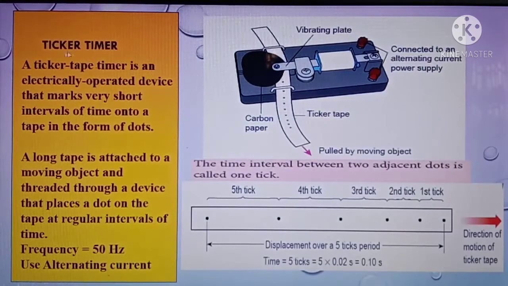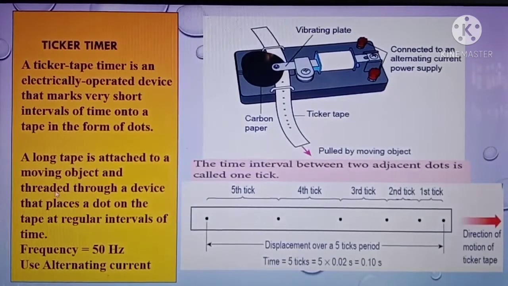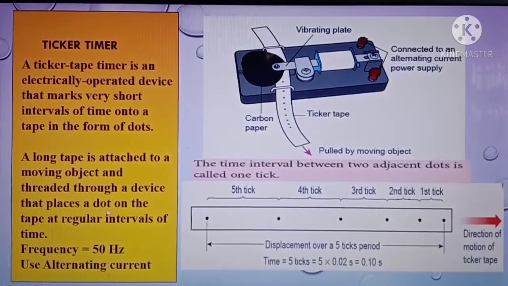How does it function? We connect it to an alternating current. It cannot function using direct current. A ticker timer is an electrically operated device that marks very short intervals of time on a tape in the form of dots. You can see here, a long tape is attached to a moving object and threaded through a device that places a dot on the tape at regular intervals of time. The frequency normally is 50 Hz.